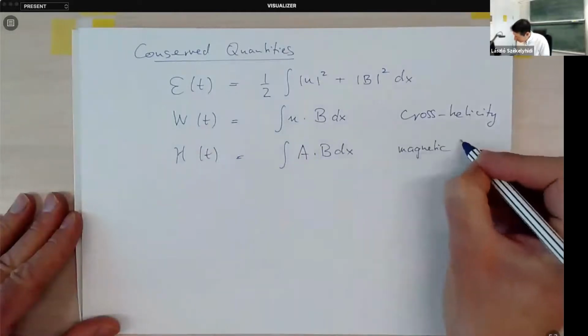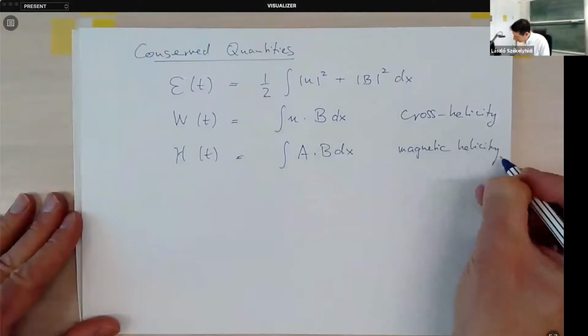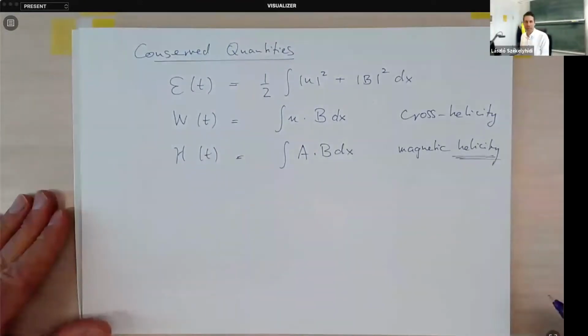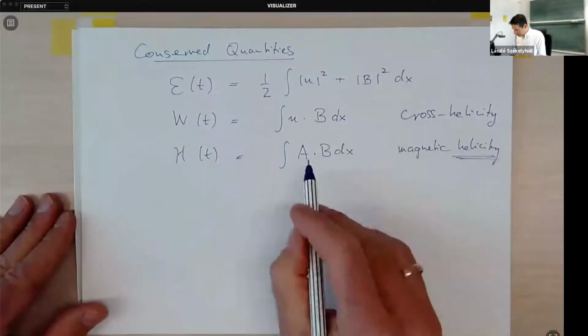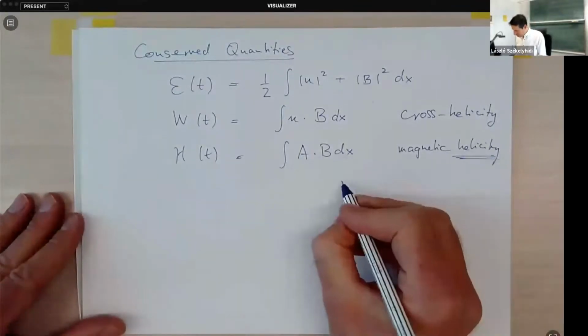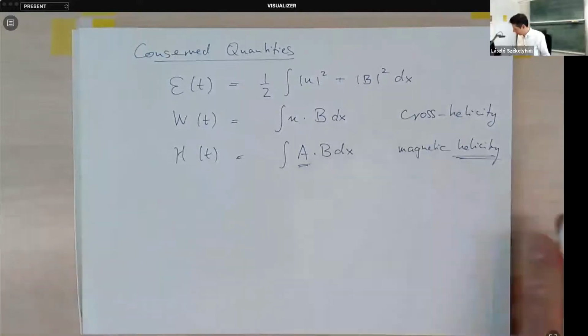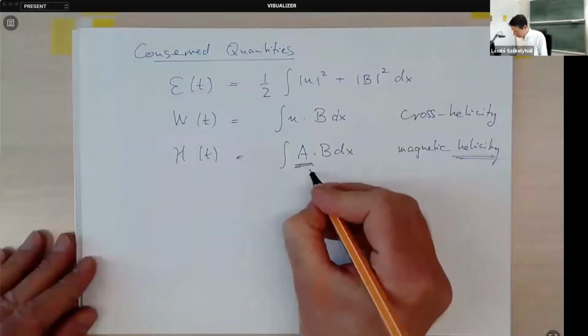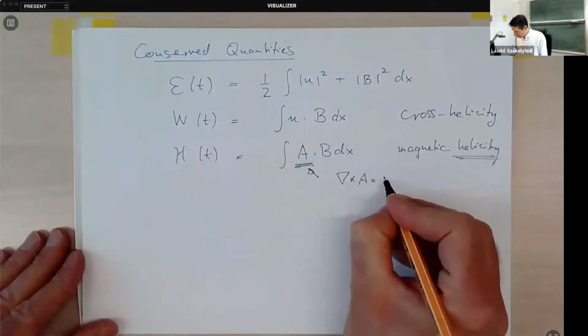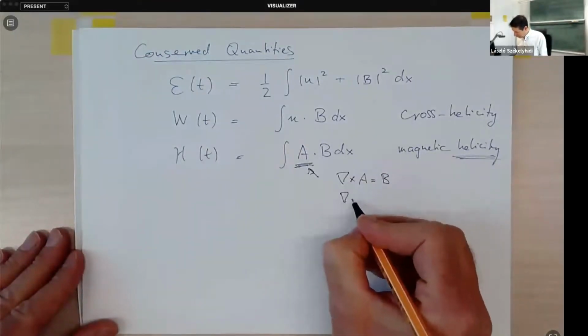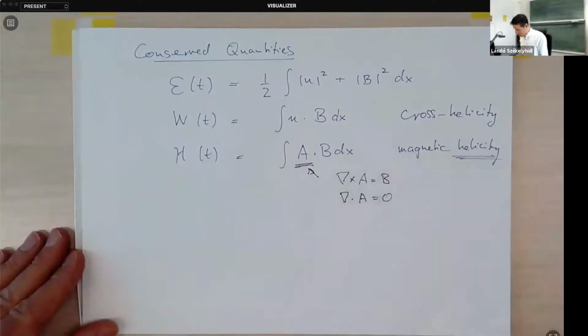Magnetic helicity, and so I will refer to this as helicity. And here A is the magnetic potential. So A is defined by the equation curl of A is equal to B, and divergence of A is equal to 0.